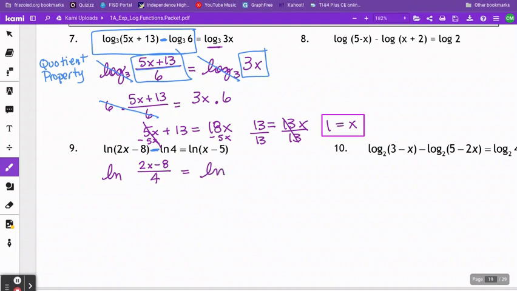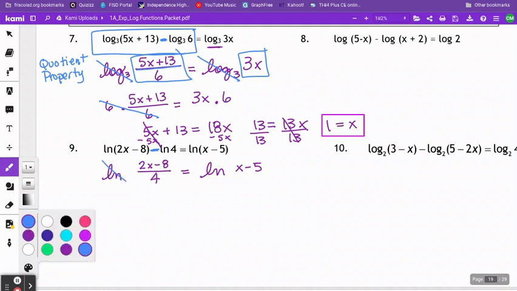Now this is ln, so natural log, but you do not do anything different in any way. The properties are all the same for common logs and natural logs. And so we're just going to continue following through the same steps that we did on our last problem. Condense the left side into one log. So now I've got one equal to the other. And solve for x.